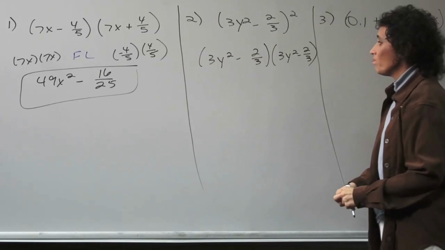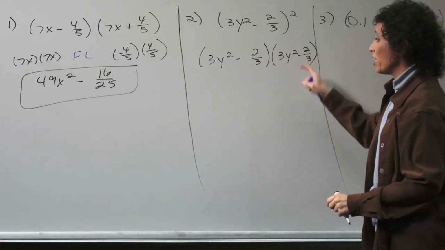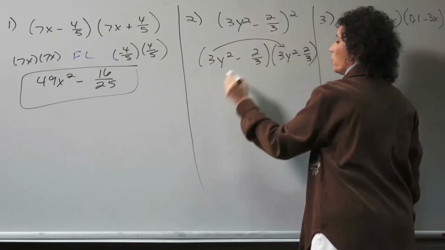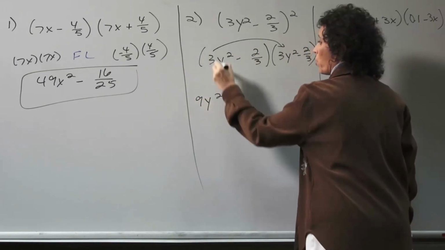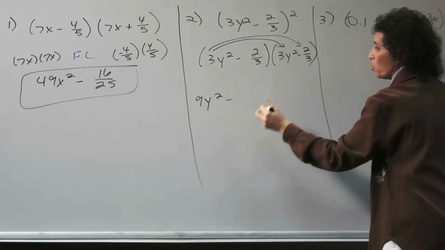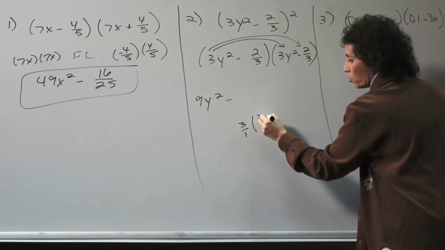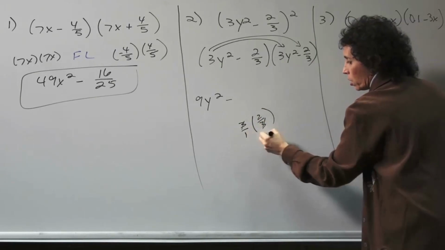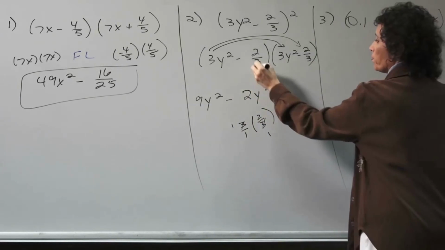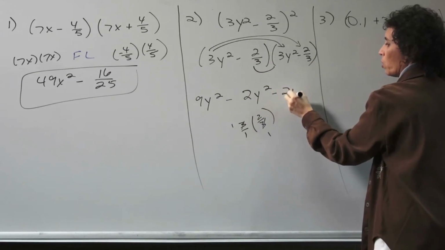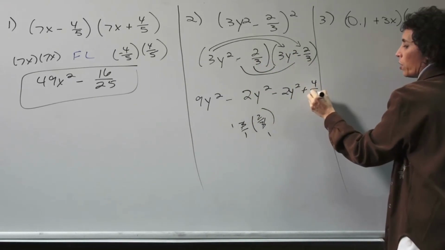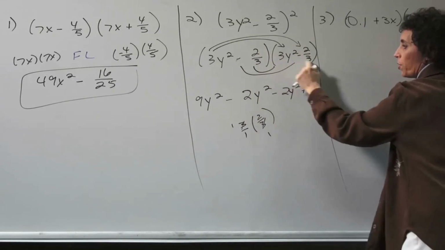Are they conjugates? Nope, because the signs are the same. They're not conjugates, so I'm going to have to distribute. 3y squared times 3y squared is 9y squared. A positive times a negative is a negative. I'm multiplying 3 times 2/3. 3 times 2/3, that's 2. So that's 2y squared, minus 2y squared. A negative times a negative is a positive 4/9, because 2 times 2 is 4, 3 times 3 is 9.